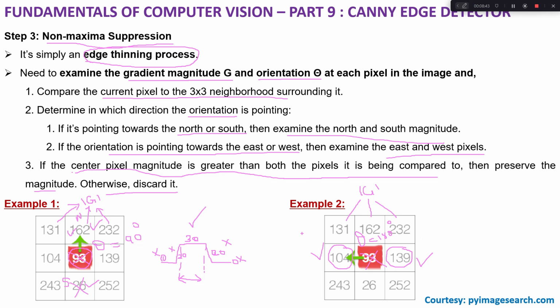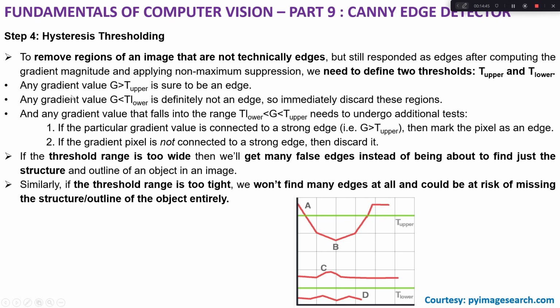This technique helps to minimize the noise, but still we are not eliminating the noise, right? Some small amount of noise will be retained in an image. In order to remove such information in an image, we go for a technique called hysteresis thresholding, which is the fourth step in the edge detection process. Here we assign two threshold values, T upper and T lower. Remember, this T upper and T lower are also gradient magnitude values, right? So we set the gradient magnitude values.